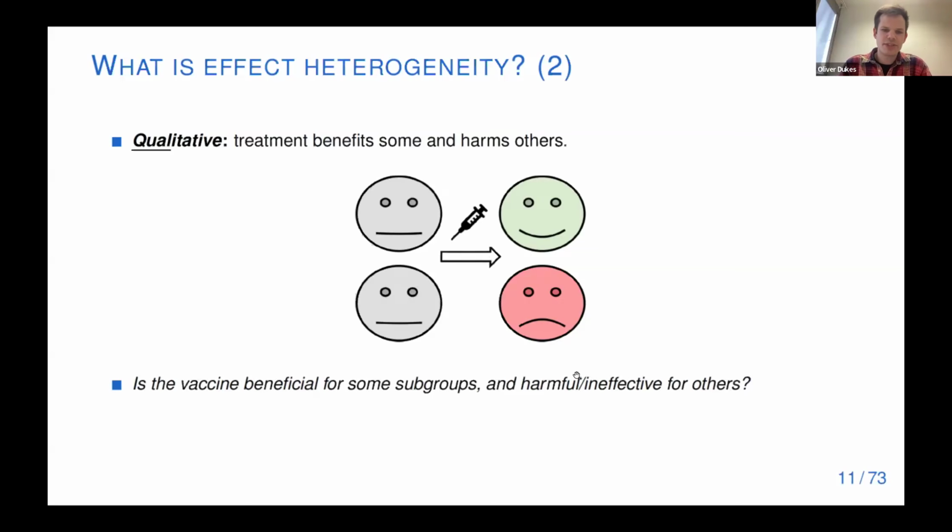Okay, so there are connections between quantitative and qualitative heterogeneity. You can't have qualitative without quantitative heterogeneity, because there has to be some variation in the treatment effect for it to harm some individuals and benefit others. On the other hand, quantitative heterogeneity is often dependent on the scale of choice, so it may not exist in some scales, but will exist on others. Whereas qualitative heterogeneity is independent of the scale one is working on.